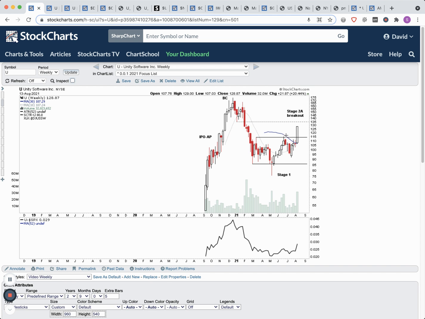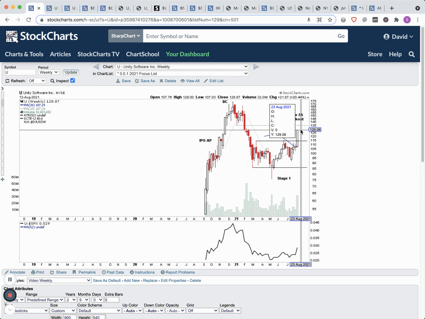You want to see the moving average flattening out or rising on the move into stage 2. If it's still declining, or the breakout happens below a still declining moving average, then you're not in stage 2 at that point. So you need to see the moving average start to turn up. As I said, we've got this near-term point of resistance coming up around the 135 level here, which we're not far off of now. So we're only 5% above that.